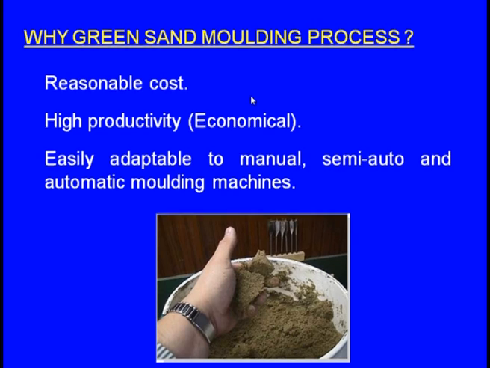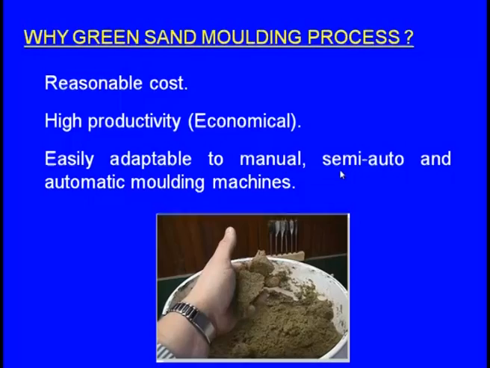Why? Because the first point is reasonable cost. The cost is reasonable when we use the green sand. High productivity, economical, and also very large castings can be made using the green sand. And this green sand, of course, when we remove the moisture, it becomes the dry sand mould. Yes, again we can manufacture very large castings and it is easily adaptable to manual, semi-auto and automatic moulding machines.